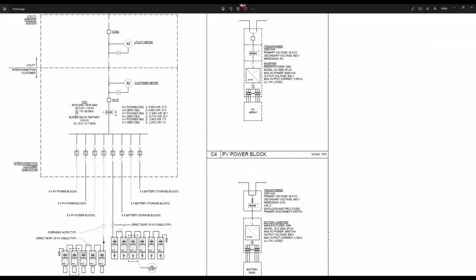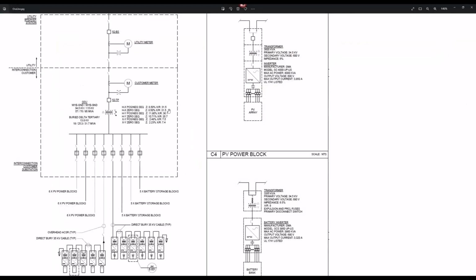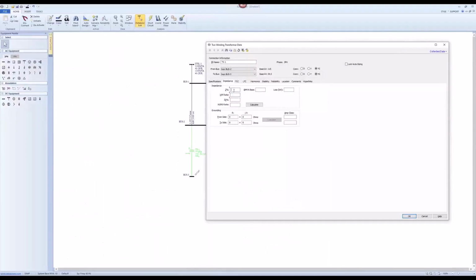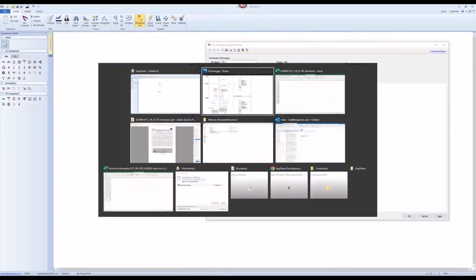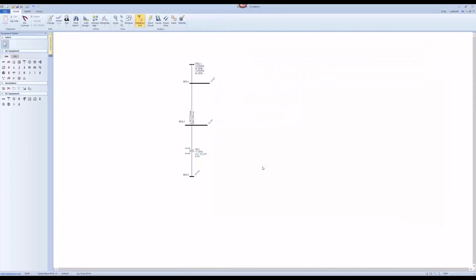My MVA base is 57, right? 57. My impedance is 8.5. X/R ratio is 31.5, right? From the number here. So 8.5. X/R ratio is 31.5. And my Z0 is 8.5 as well. Okay, that's my transformer model. EasyPower does not complain, which means that's a full set of the parameters we need to model the transformer, right? Now, let's go down to the collector system cable, and put one cable here.